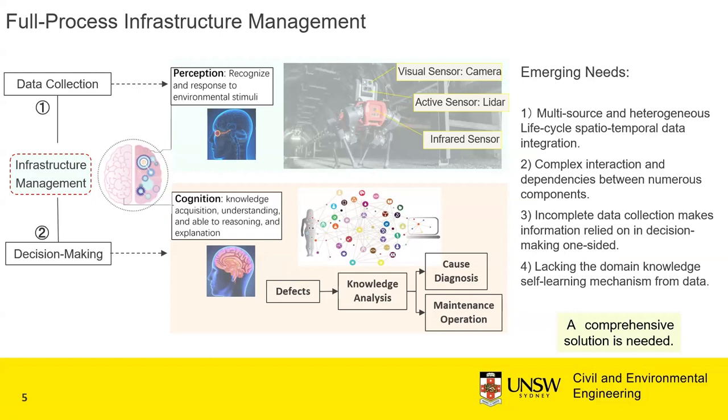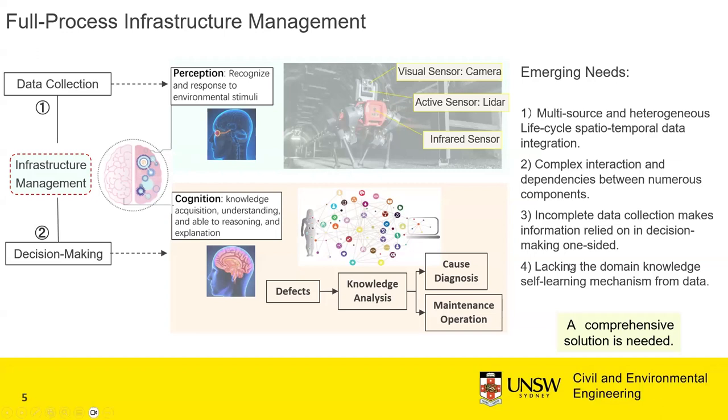Previously, the knowledge-based method paid a lot of attention to the cognition ability, but it didn't pay enough attention to the perception ability. So there are some issues within that. The first one is that, for example, the BIM model I mentioned before is static, and it cannot reflect the real-time status of the infrastructure. So what we need to do is to find a way to integrate the life cycle spatial temporal data, not just the static status of the infrastructure.